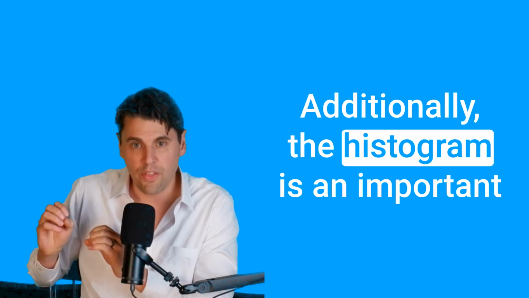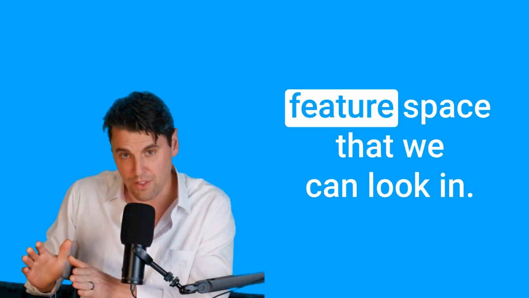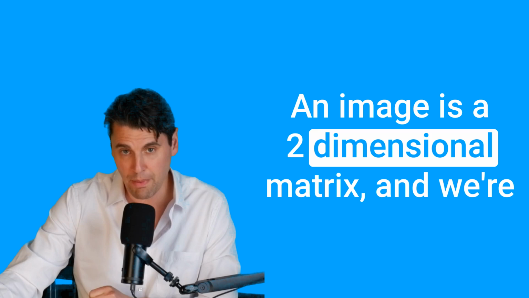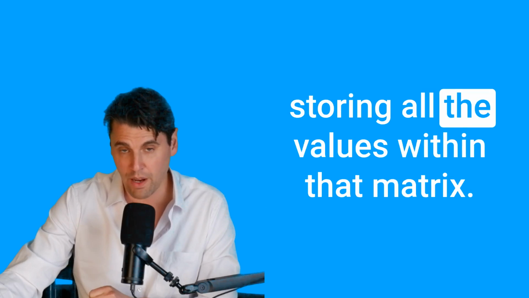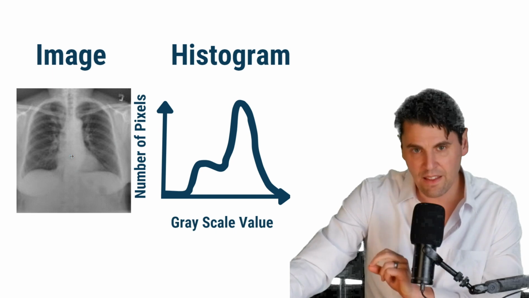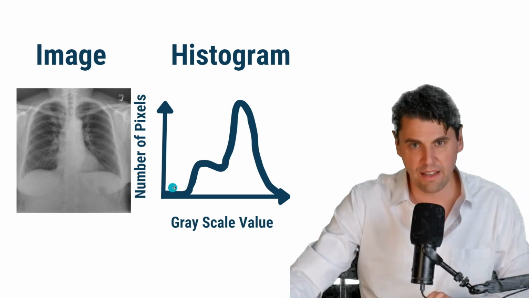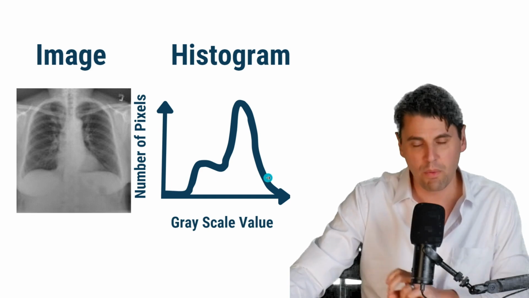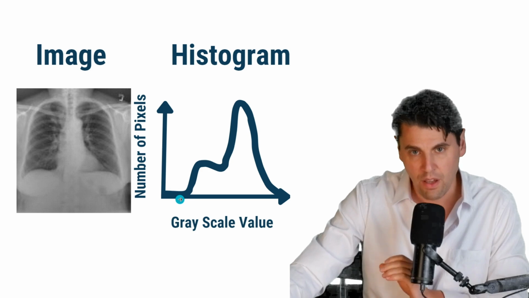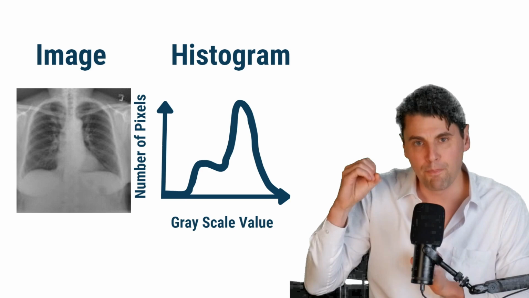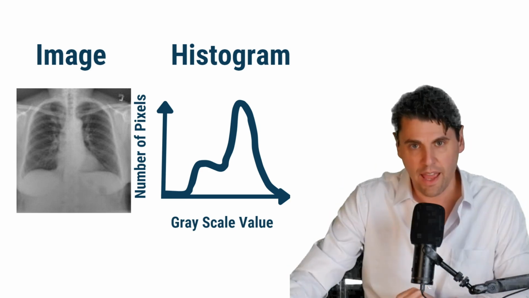Additionally, the histogram is an important feature space that we can look in. An image is a two-dimensional matrix, and we're storing all the values within that matrix. In the histogram space, we're condensing that information down to just one plot. What we get on this plot is, for each intensity level in the image, how many pixels in that image actually have that value.